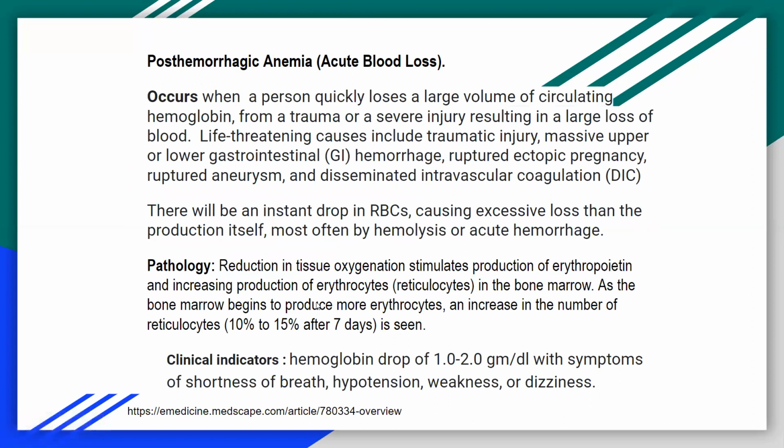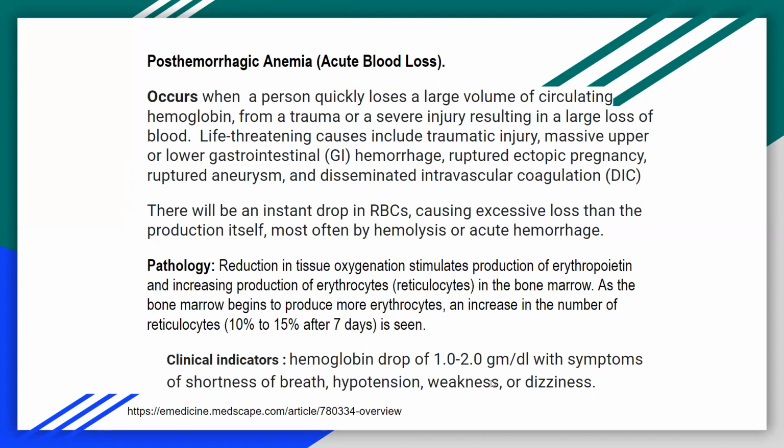Then we have post-hemorrhagic anemia. This usually occurs after a traumatic injury where patients loses a lot of blood. It could be from surgery, ruptured ectopic pregnancy, aneurysm, even DIC. So the pathological response will be reduction in oxygenation that stimulates the production of erythropoietin.